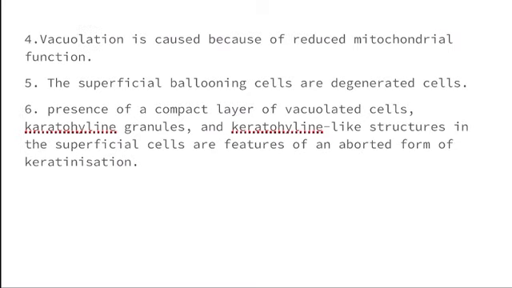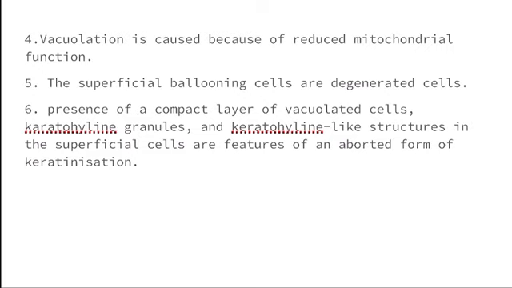Then why is there vacuolation of the cytoplasm? So vacuolation is caused because of reduced mitochondrial function. The superficial ballooning cells which we see are none other than the degenerated cells. So the presence of a compact layer of vacuolated cells, keratohyalin granules, and keratohyalin-like structures are all the things we see in the superficial layer of the cells. These are none other than the aborted form of keratinization.